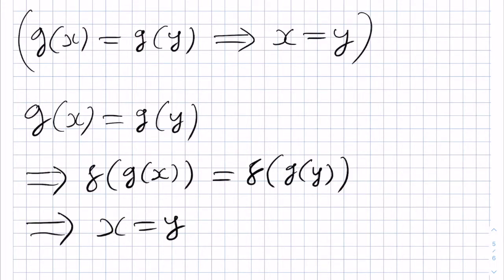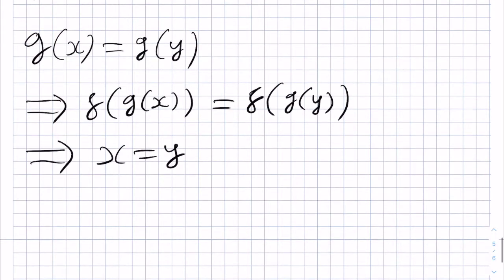Therefore, with one extra step, essentially we've shown that if g of x equals g of y, then x equals y. And we've done this by applying f and therefore going to f composed with g, which we had a condition for. Therefore, indeed, we have shown that g of x is injective.